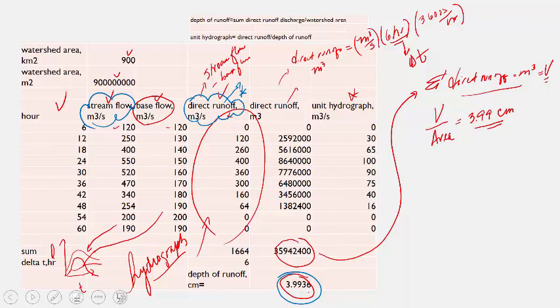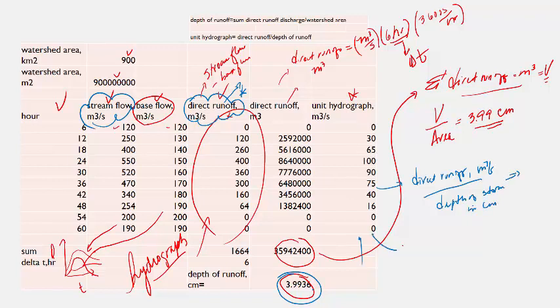So think of it as a ratio. If this is the hydrograph for 3.99, what is the hydrograph for 1 centimeter instead of 3.99? Well, what you do is take the direct runoff, in cubic meters per second, divided by the depth of storm in centimeters. So then this is the unit hydrograph for 1 centimeter. Okay, so if you need to pause, go ahead.